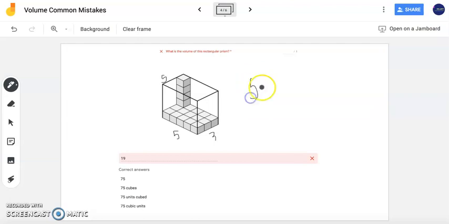So now to find my volume, I'm going to take 5 times 5 times 3. Once I do 5 times 5, I have 25 times 3, which is 75. And again, 75 cubes, 75 units cubed, and 75 cubic units are all correct answers here.